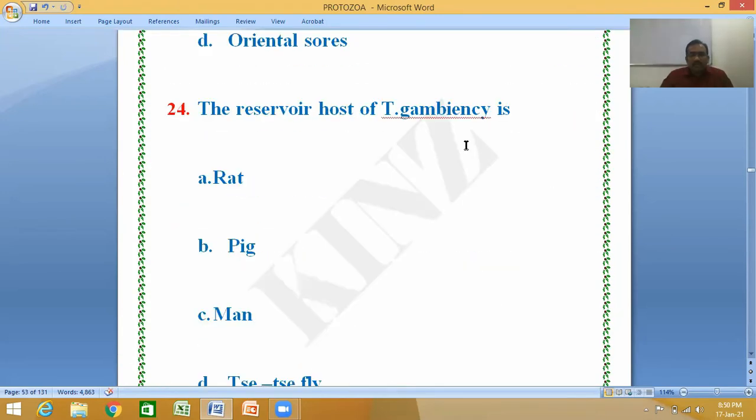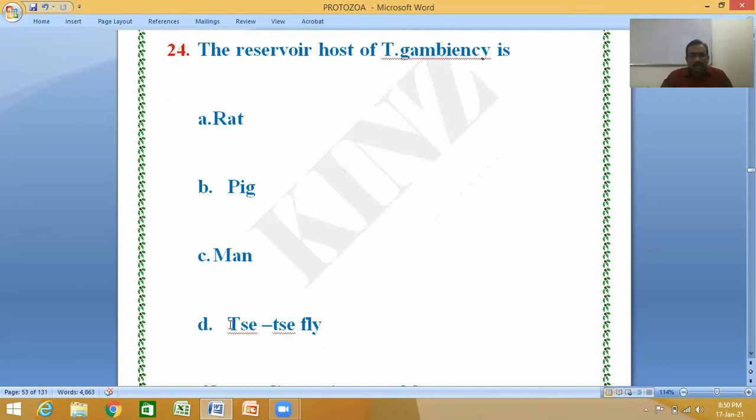The reservoir host of Trypanosoma gambiense is: rat, pig, man, tsetse fly. Tsetse fly is the intermediate host. Here they are asking about the reservoir host. What is the reservoir host for Trypanosoma gambiense? That is option B. Pig is the answer.